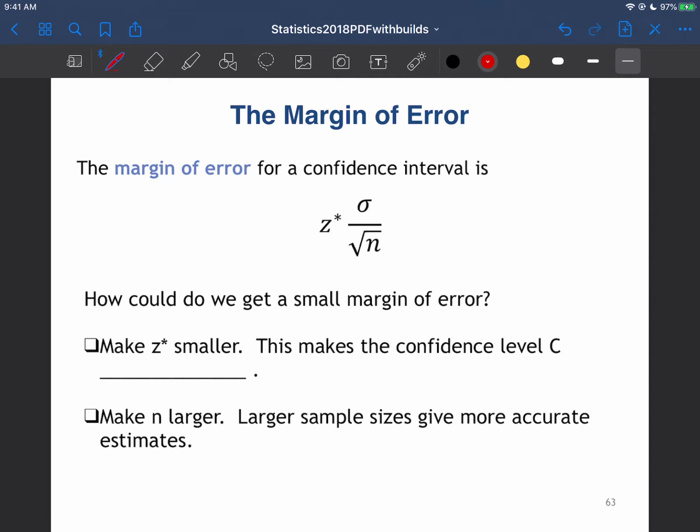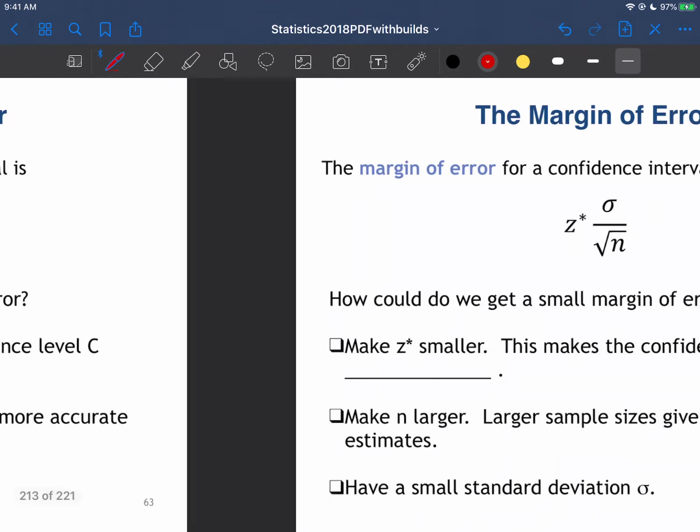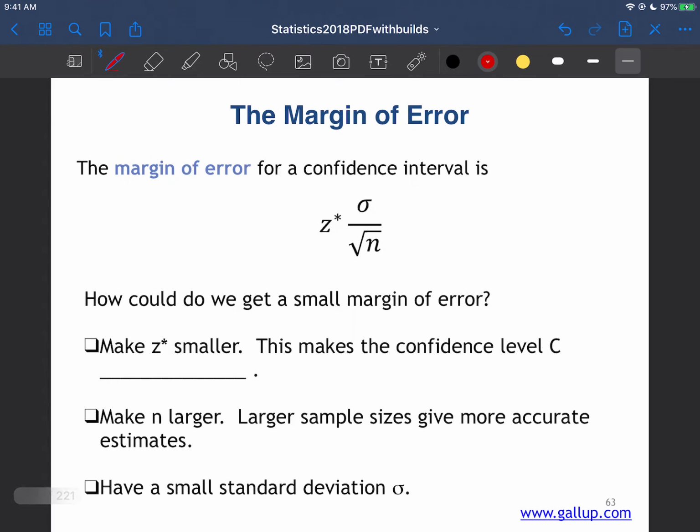Well, I could make n larger. N is in the denominator here, so making the denominator larger is going to make the whole thing smaller. So larger sample sizes are going to give me more accurate estimates. But if I'm a researcher, larger sample sizes also cost more money, so I have to balance that with the cost of doing a larger sample. And the last thing that we could change is the standard deviation, but we can't really change that, right? That's a fixed value, so we don't have a lot of control with that.